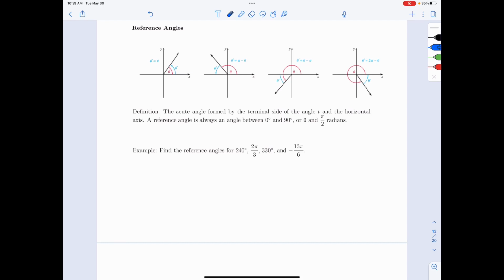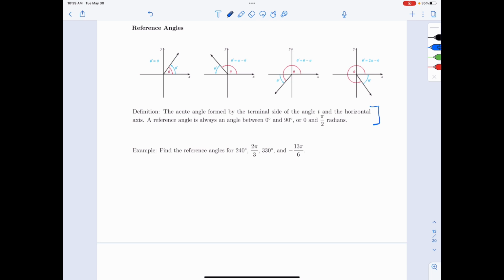In this video, I'm going to go over reference angles. Reference angles are really useful when we're trying to recall values from the unit circle. So let's talk about what a reference angle is and then how we can use that in conjunction with the unit circle. The definition we have here is the reference angle is the acute angle formed by the terminal side of the angle and the horizontal axis.